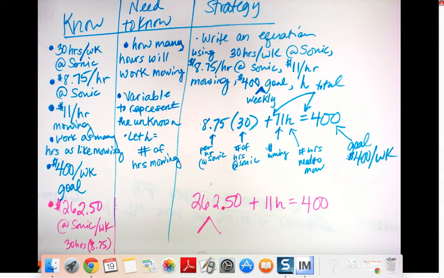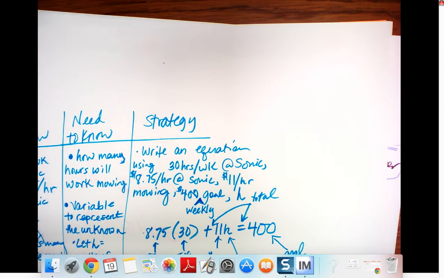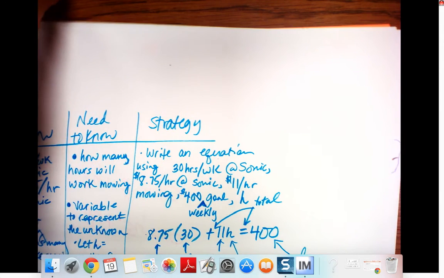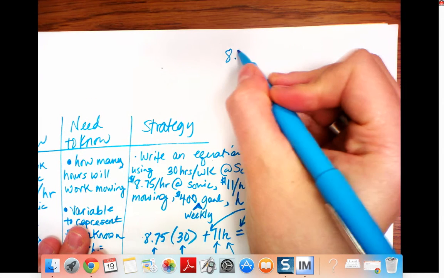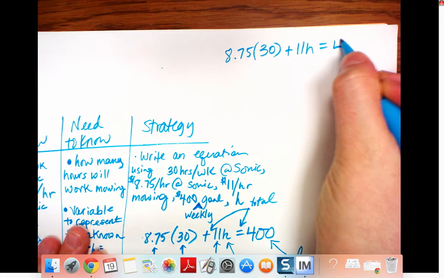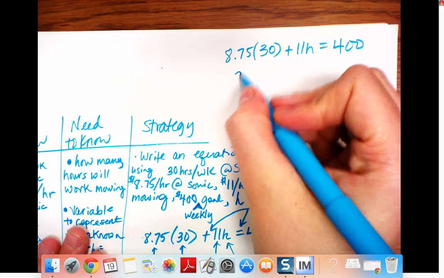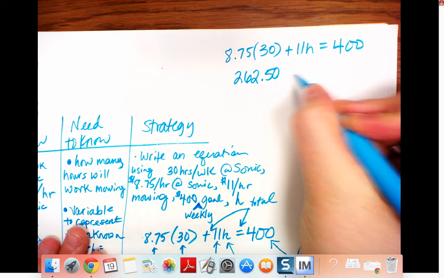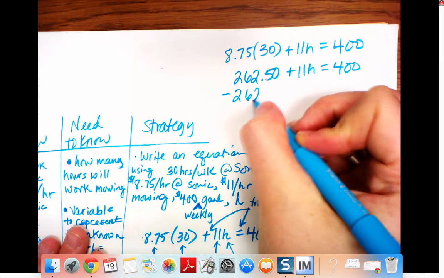All right, so to solve it, I'm going to come up here. As you know, I write big, so I tend to move around on the paper. Okay, I'm going to start with this one since this shows every part of our situation. So the $8.75 an hour times 30 hours is $262.50. So you would need to subtract that from your goal.